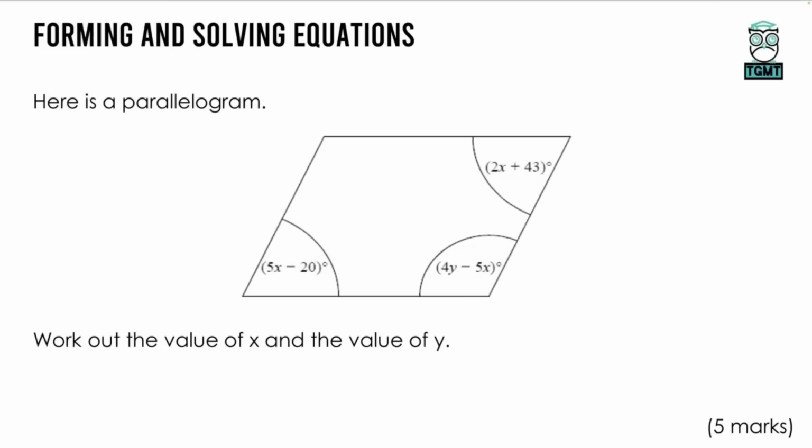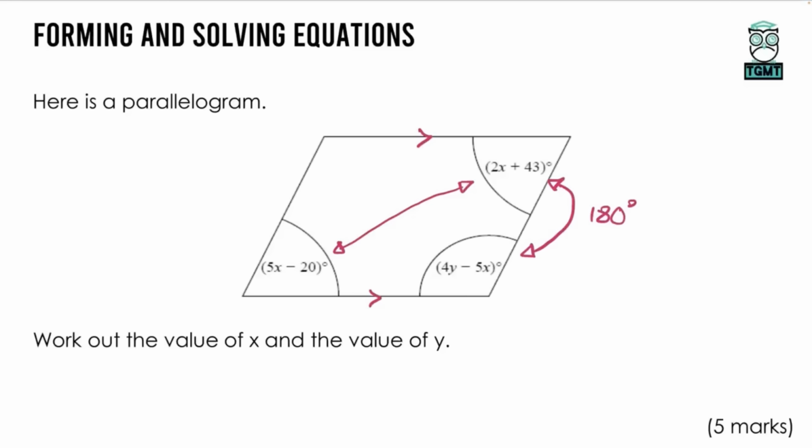So for our next question, we're looking at forming and solving equations. It says here is a parallelogram. Now with a parallelogram, we know that the opposite sides are equal, and also the pairs of opposite angles are equal. So when we're looking at opposite angles, we're looking at these ones here. We also have in a parallelogram, because these are parallel lines, co-interior angles. So these two angles here are also equal to 180 degrees, just like the bottom two are as well, basically any two that are next to each other. So that's all of the things that we need to know about a parallelogram.